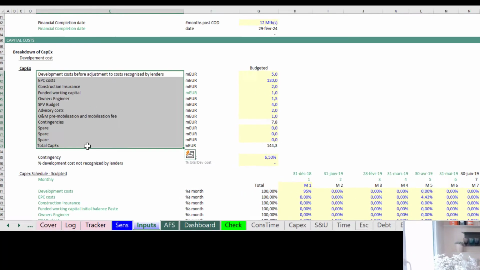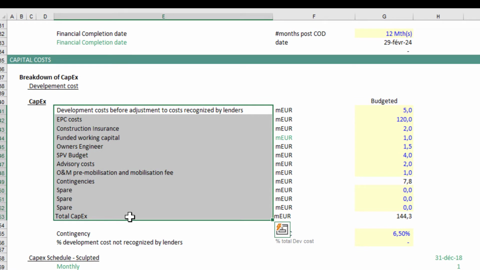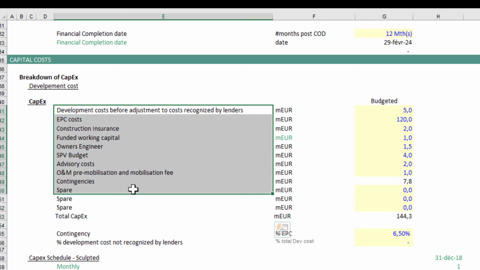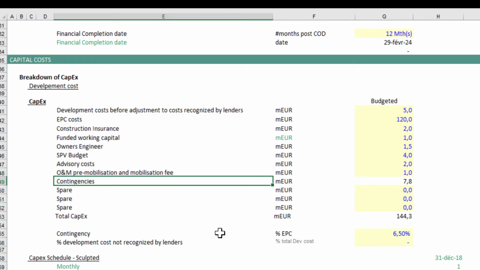However, these are all basically the physical construction costs, and I have listed them all here. As you see, among these costs, I have a cost item called contingency.